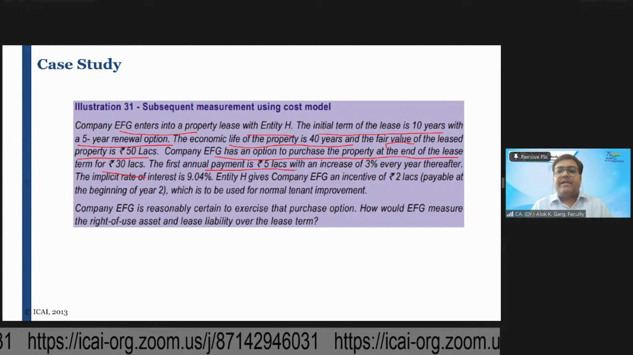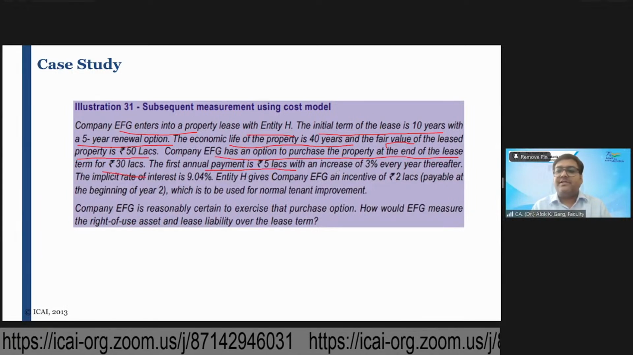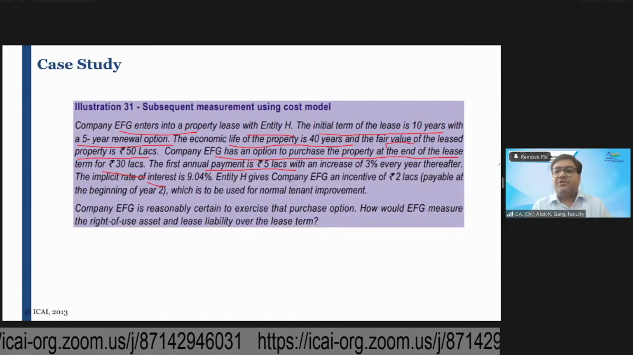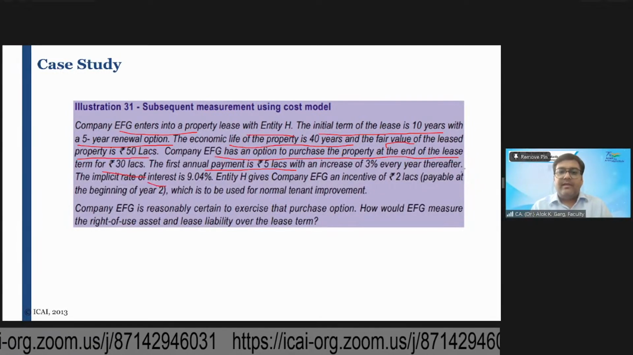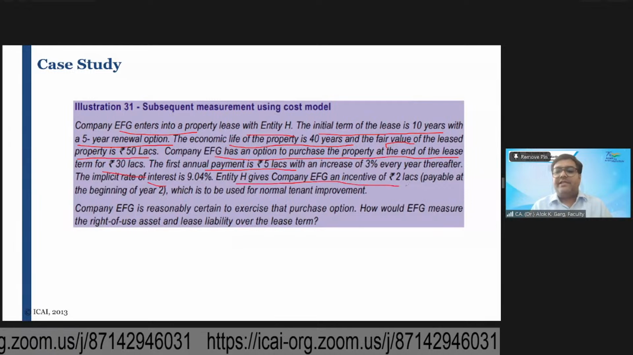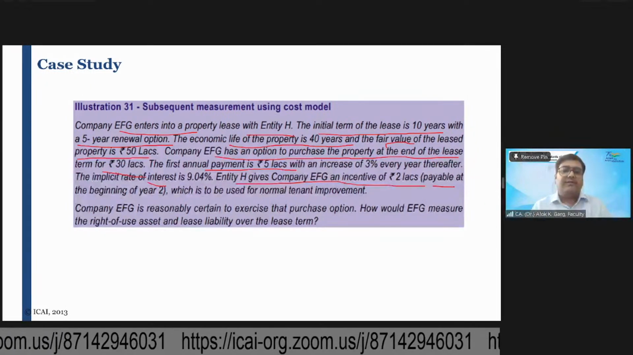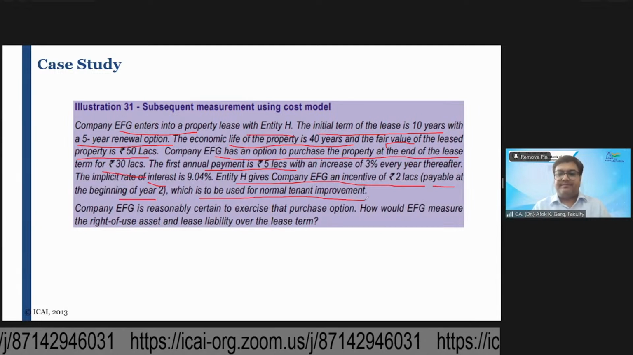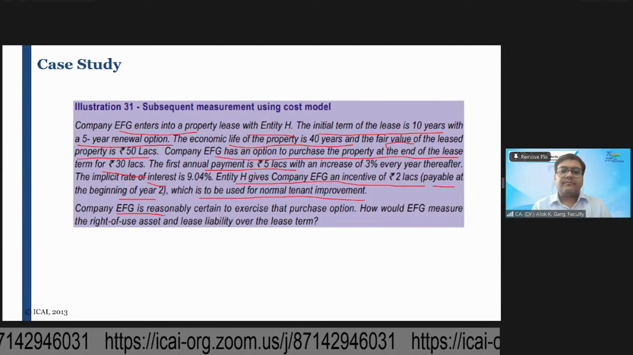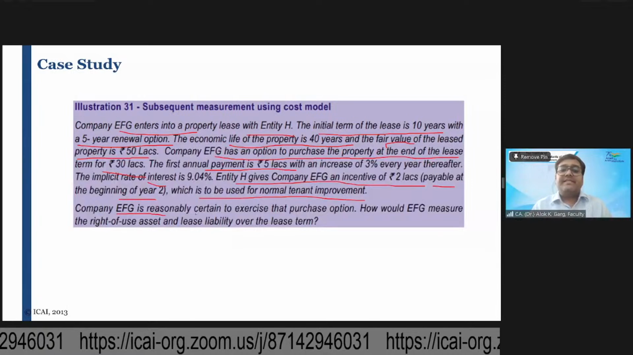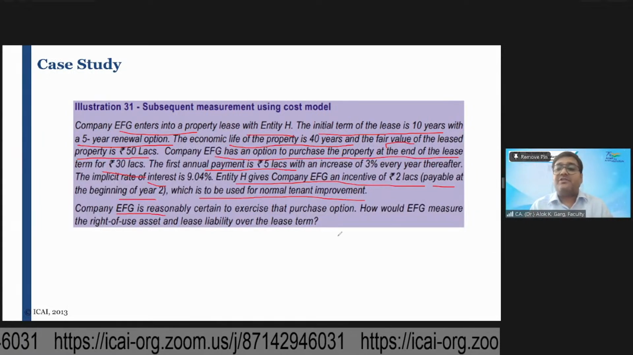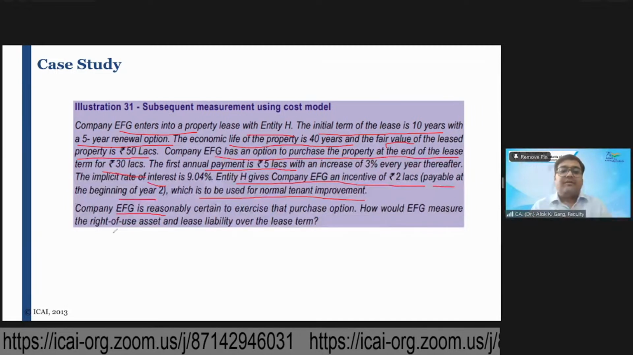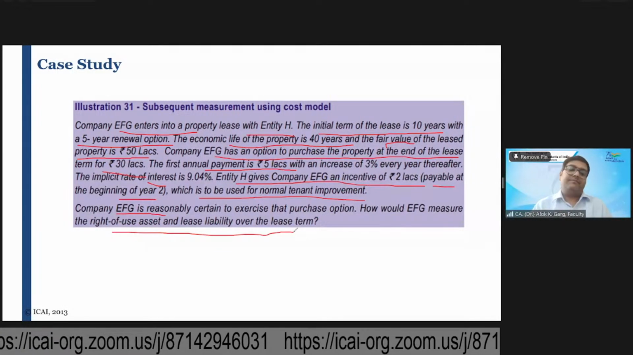The first annual payment is rupees 5 lakh with an increase of 3% every year thereafter. The implicit rate of interest is 9.04%. Entity H gives company EFG an incentive of rupees 2 lakh payable at the beginning of year 2, to be used for normal tenant improvement. Company EFG is reasonably certain to exercise that purchase option. How would EFG measure the right of use asset and the lease liability over the lease term?